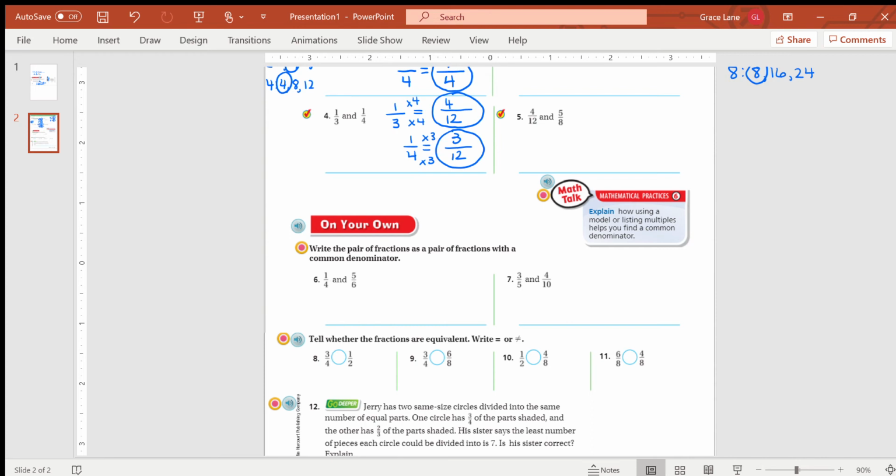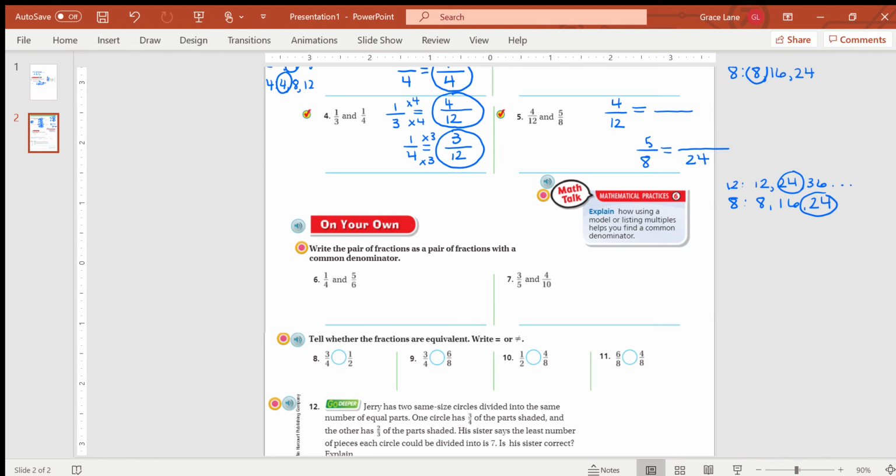All right, and then go ahead and look at 5. You have 4/12 and 5/8. All right, you're going to have to look for a multiple here. If you list out the multiples of 12 or look at your multiplication chart, looks like this. And for 8, you get 8, 16, 24. So I see they both have a 24 in common.